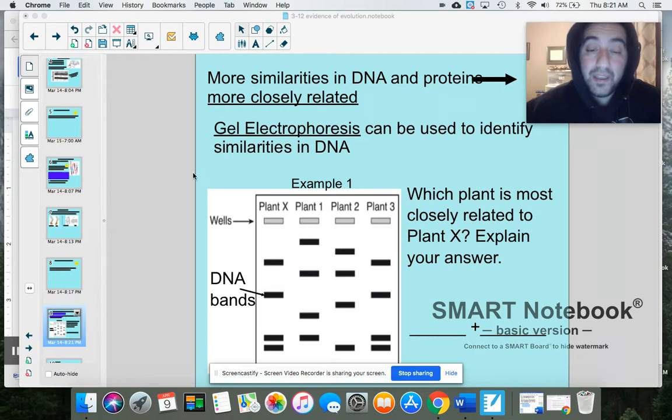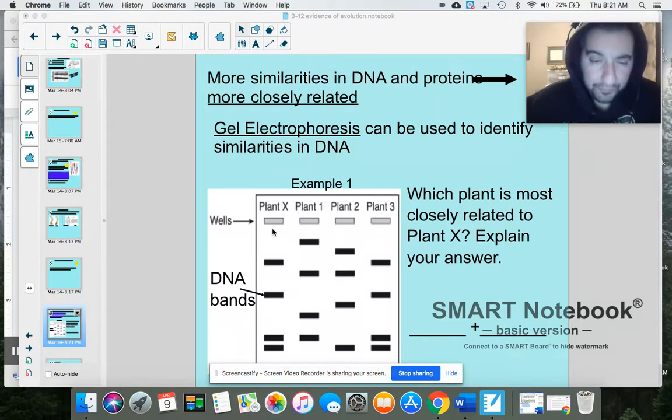Then we have, let's think of it as guesses or culprits of what this plant could be. So we have plant 1, plant 2, plant 3. Whichever plant 1, 2, 3 is closely related or has similar DNA bands to plant X, that is most likely what plant X is. So let's take a look.